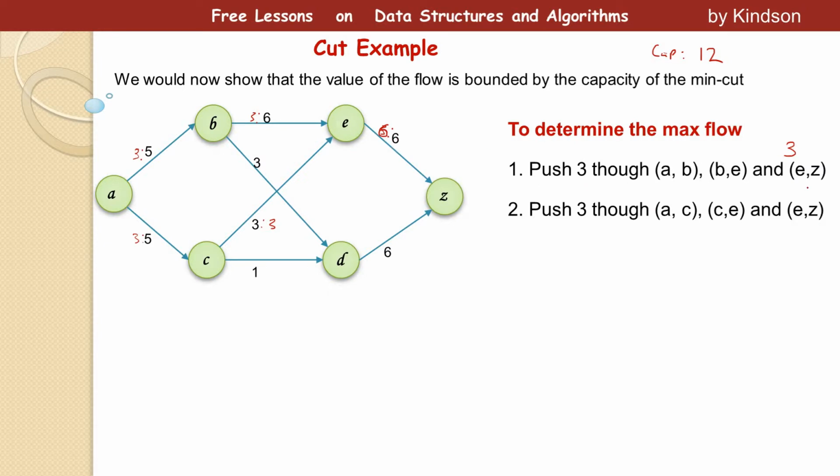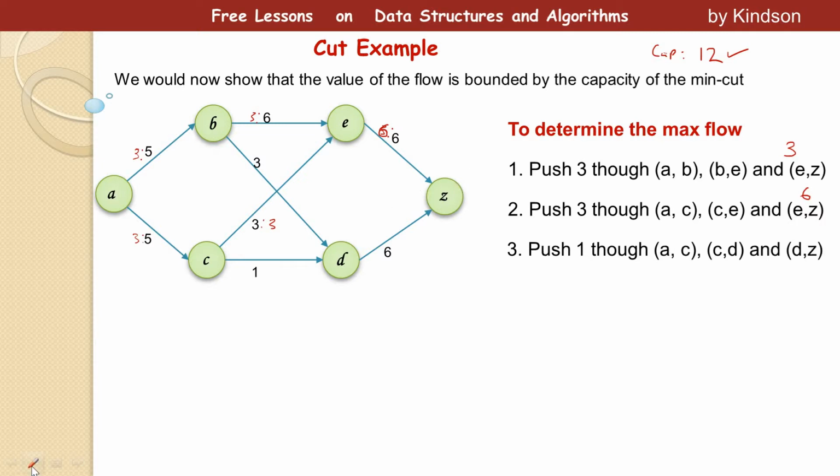So at this point, we have 6. But it seems we are still far-fetched because we say the capacity is 12. So 6 is really too small. Let's try to do a little more. Let's try to push 1 through AC, CD, and DZ. AC, CD, and DZ. So remember, we are doing it part by part. So in the first one, we take a particular part from the source to the destination, and like that. So let's try to see what we can do on this.